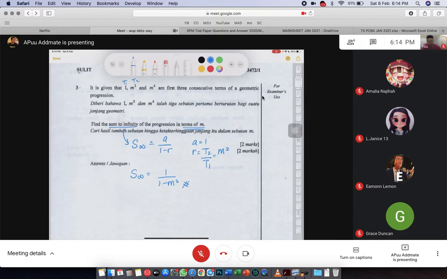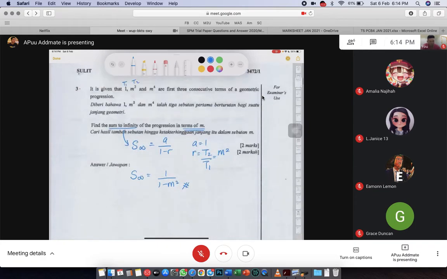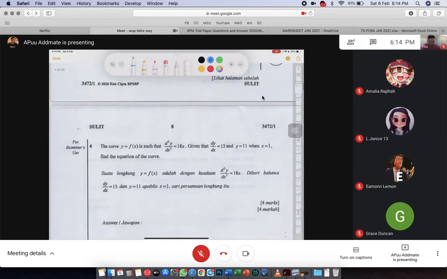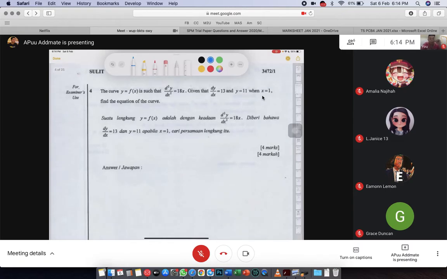Okay, so question number 4. Question number 4 pun not that bad lah actually. Question number 4 pun boleh. Cuma mungkin something new lah. Okay, look at question number 4. The curve y equals to f(x) is such that d square y over dx square equals to 18x, right? And then you're given that dy dx is 13. So dia ada beberapa information di sini. The first one is d square y over dx square is 18x. dy dx is 13, y is 11, and x equals to 1, right? So you're asked to find the equation of the curve. You kena cari equation of the curve.